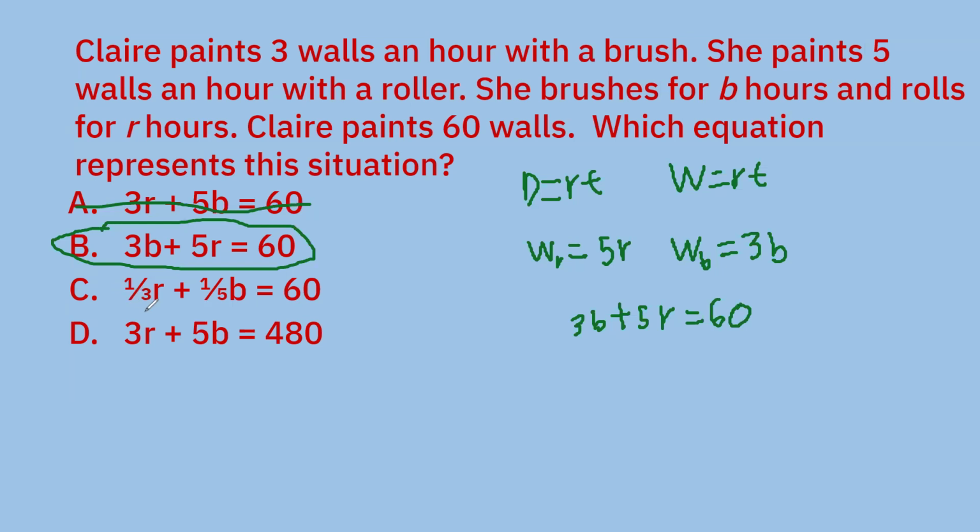And then again, this is if you're reversing the rate and work, right? If we're saying it takes 3 hours to do one wall, takes 5 hours to do one wall. So we cross that off our list. And then we have this one again, it's reversed letters, right? The 3R when it should be 3B. And then it's again 3 plus 5 equals 8 multiplying. So it doesn't work. And you're left with B.